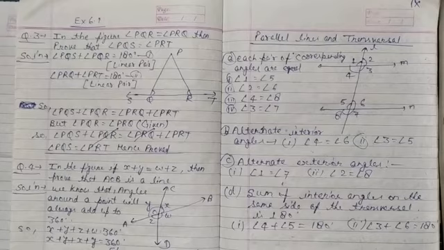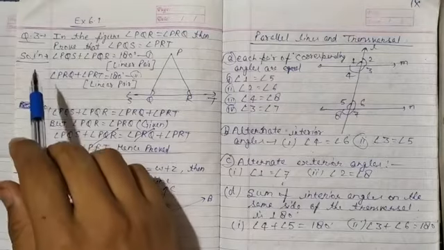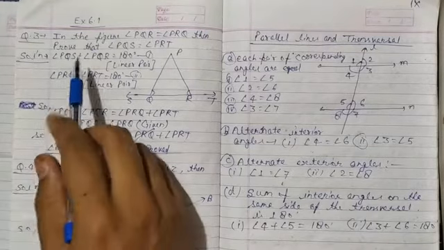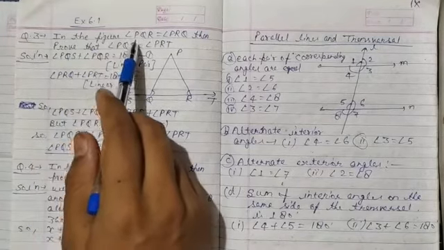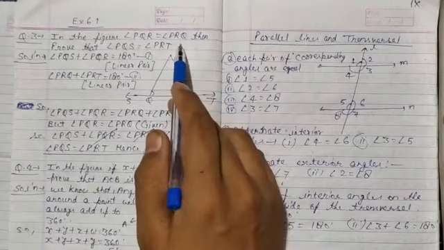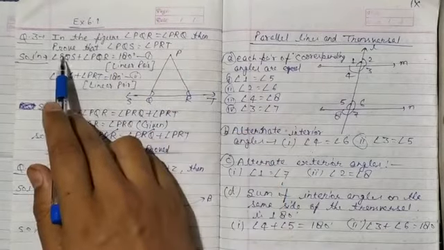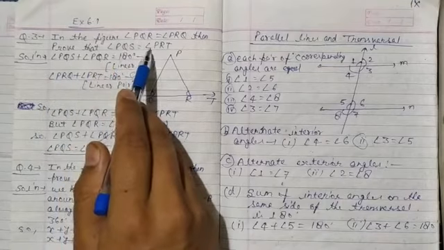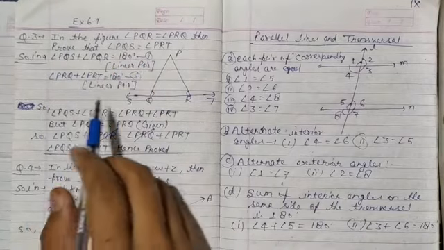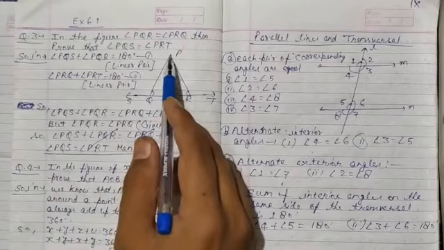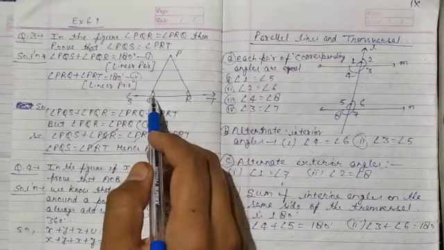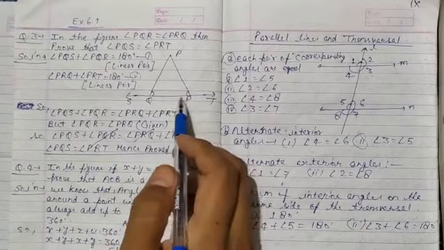In the previous lecture, we studied lines and angles and solved some questions based on this. Now, question number 3. In the given figure, angle PQR equals angle PRQ, then we want to prove angle PQS equals angle PRT. In this question, given angle PQR is equal to angle PRQ.